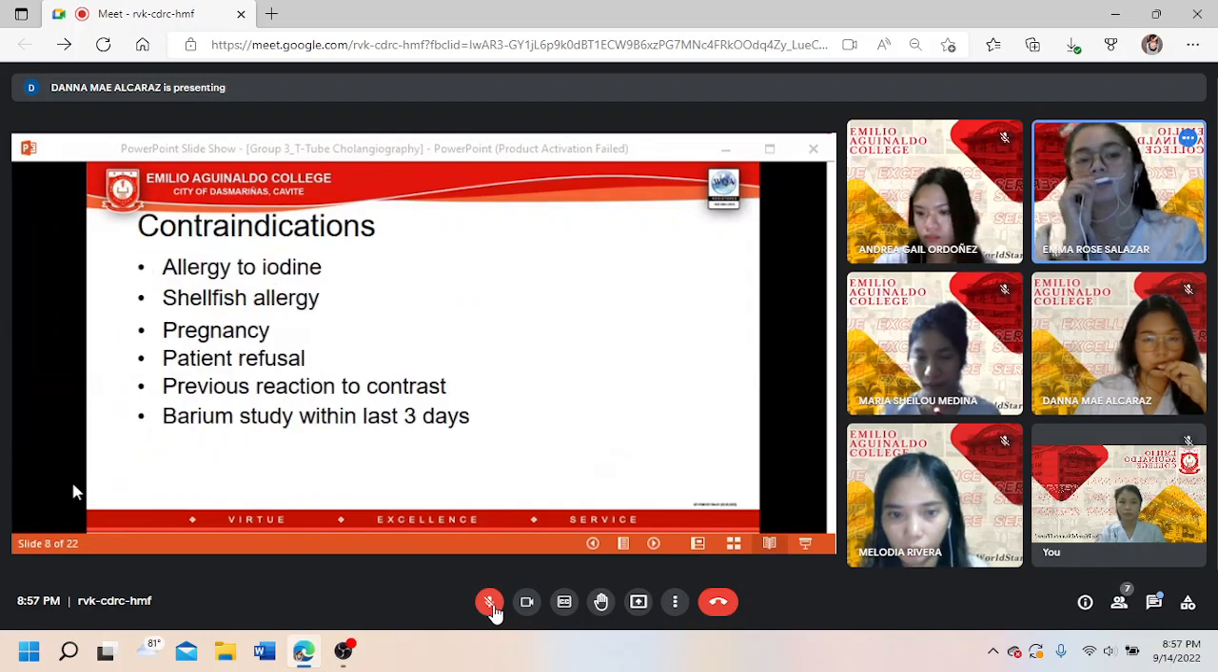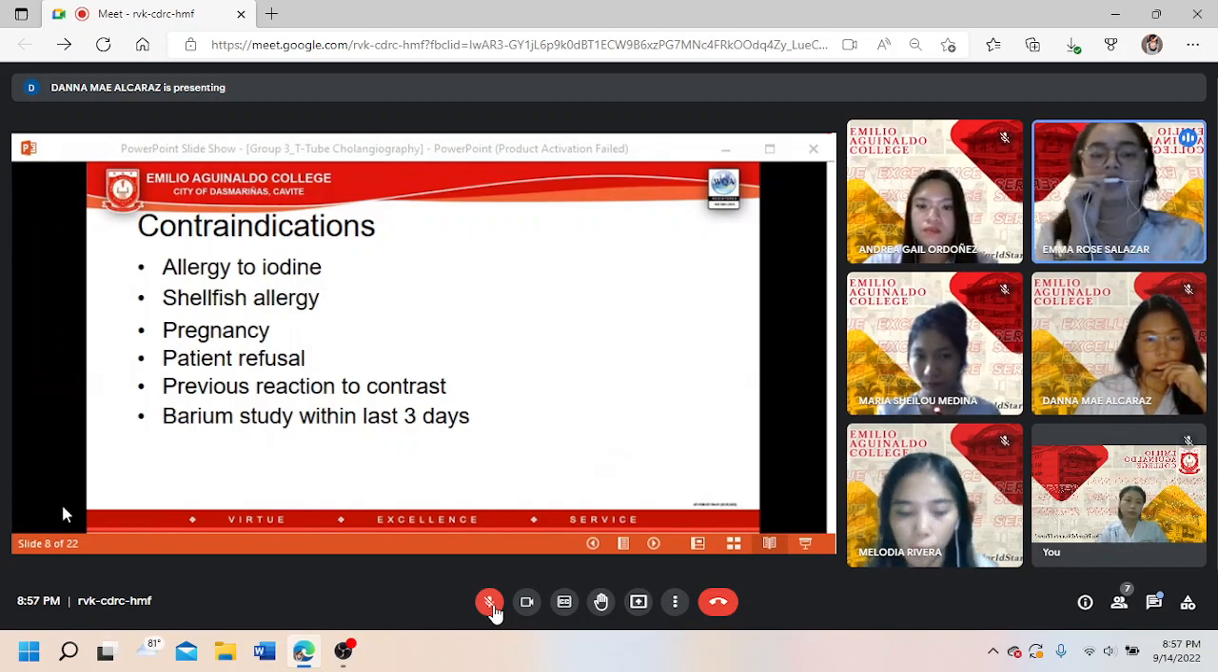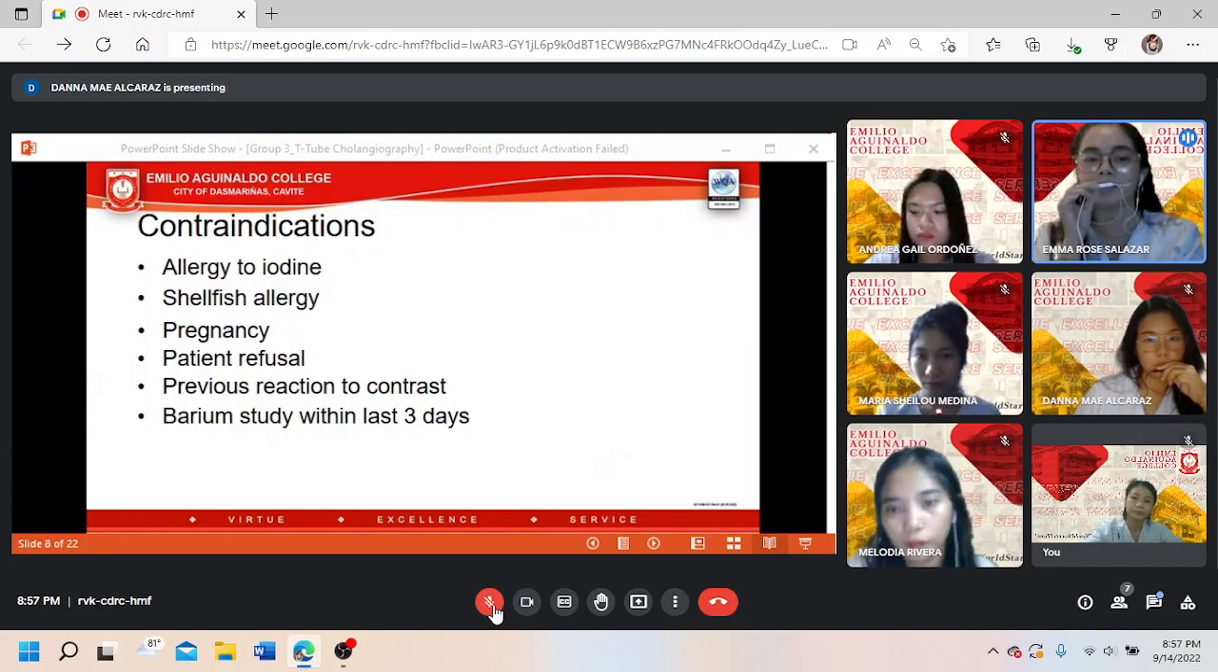Next, the contraindications of the T-tube cholangiography: allergy to iodine, shellfish allergy, pregnancy, patient's refusal, previous reaction to contrast, and barium study within the last 3 days.